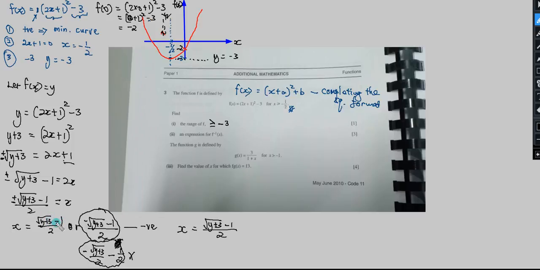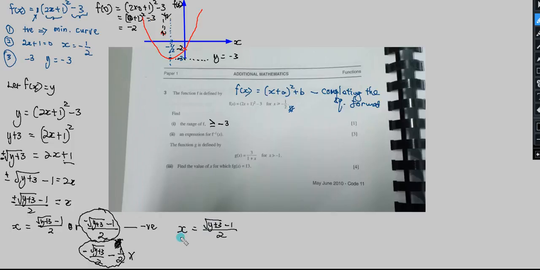Since it is positive, you will get a value that is bigger than minus half. This one where you have minus square root of y plus 3 and minus 1 will be smaller than minus half. So this one doesn't satisfy this condition. So you cannot choose this. Where this one, because this is positive, minus 1, you end up with a much bigger value. So it will be bigger than minus half.